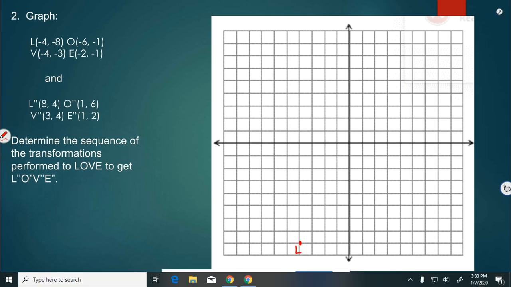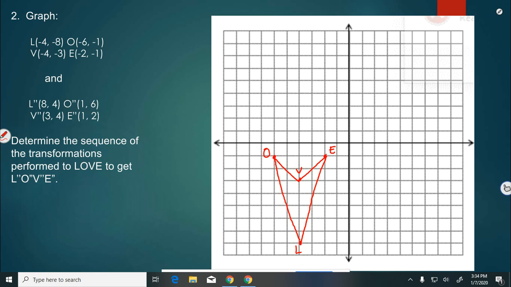for L. Then O is -6, -1, so that's left 6 and down 1. Then V is -4, -3, so that's left 4 and down 3. E is -2, -1, so that's left 2 and down 1. Okay, so connecting L to O to V to E and back to L, we get this boomerang type of shape. Kind of looks like a pointy heart, hence why I chose the letters LOVE.